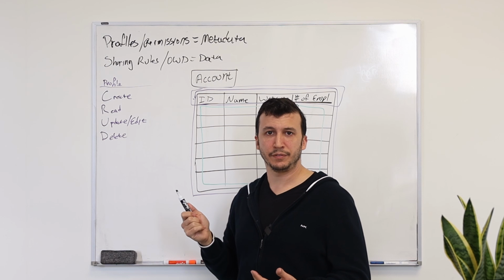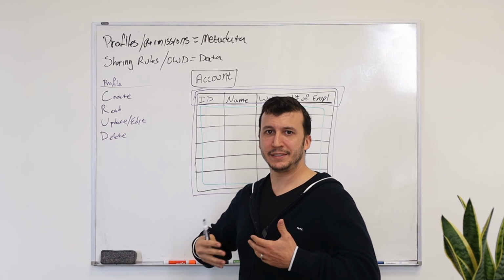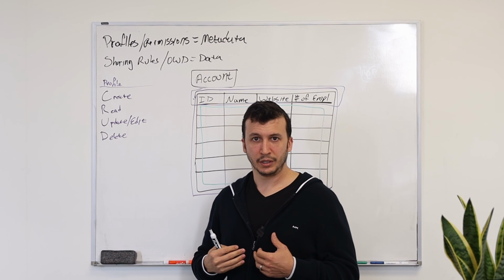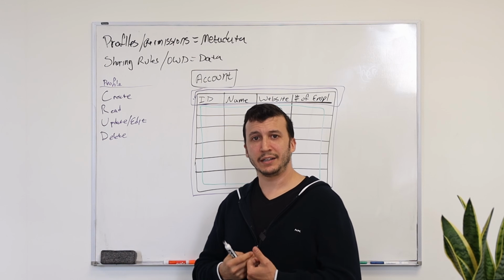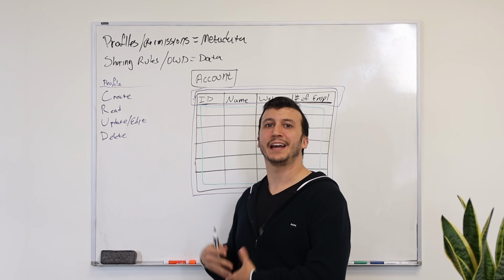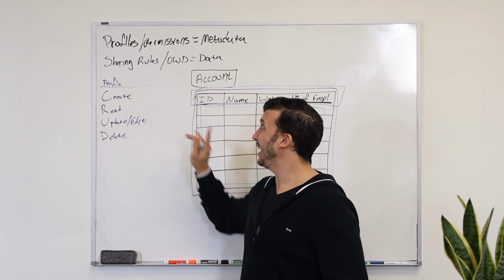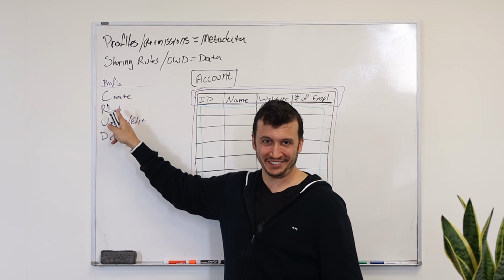This would be an org-wide default. We would have something called private. That means I can see all accounts which I own. If they're public, that means I can see all accounts regardless. In fact, it means everybody can, as long as they have read permissions.